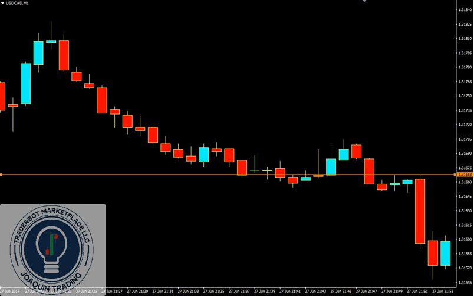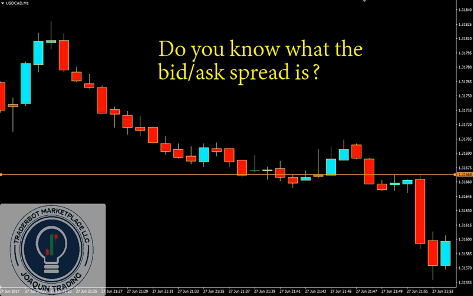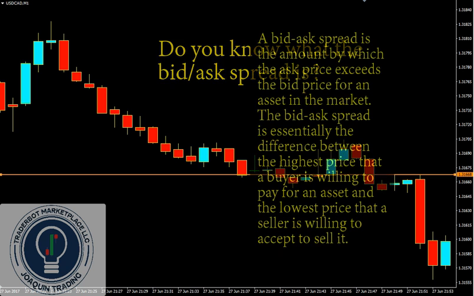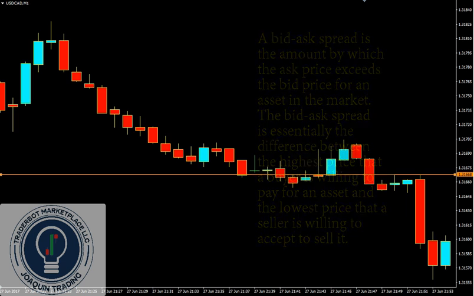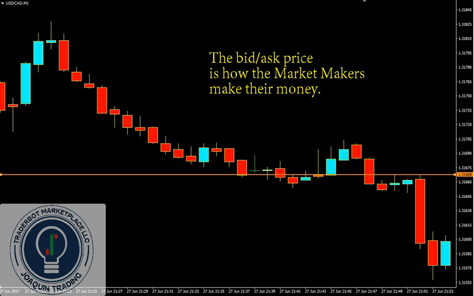The answer is a little known thing that a lot of people may not be aware of called the bid-ask spread. Do you know what the bid-ask spread is? A bid-ask spread is the amount by which the ask price exceeds the bid price for an asset in the market. It is essentially the difference between the highest price that a buyer is willing to pay for an asset and the lowest price that a seller is willing to accept to sell it. All this means is the bid-ask spread is how the market makers make their money.